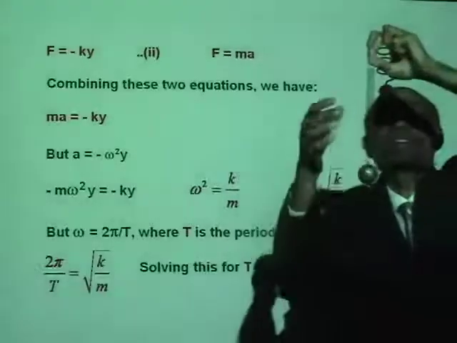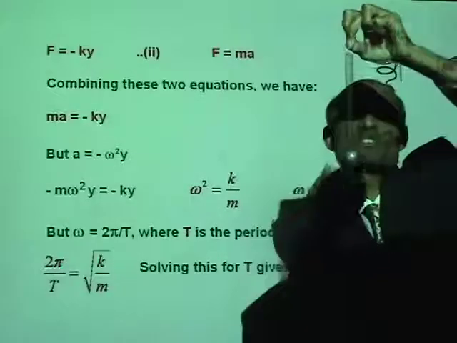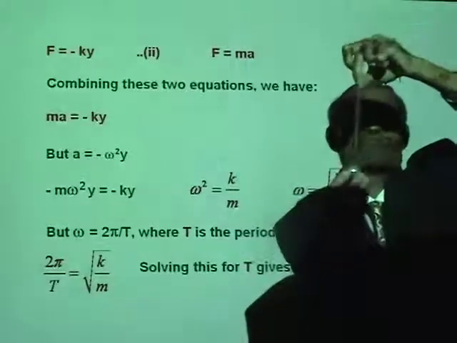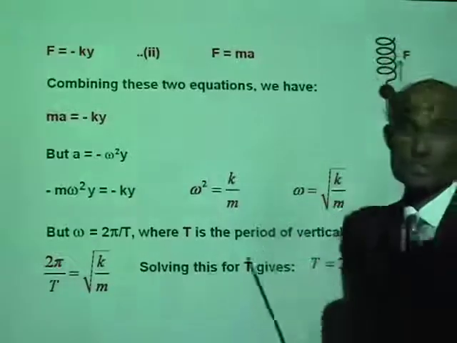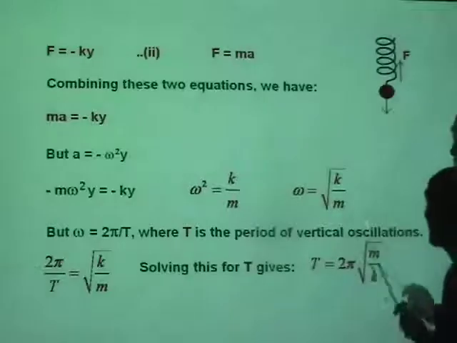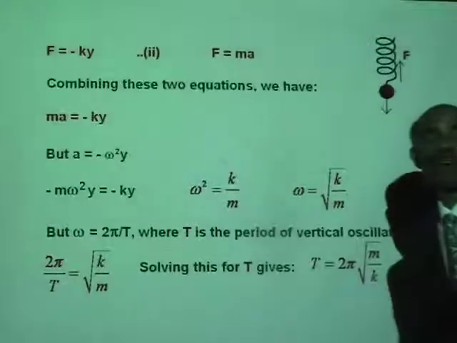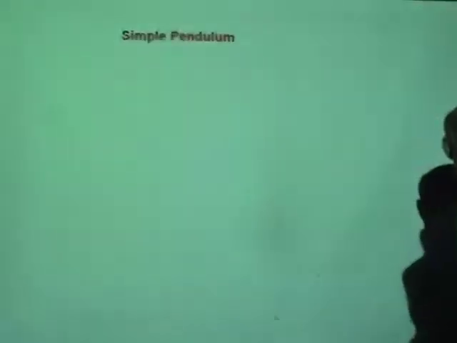That means the period depends on the spring constant and the mass. Okay, and again, that is an important equation: T equal to 2 pi square root of m over k.